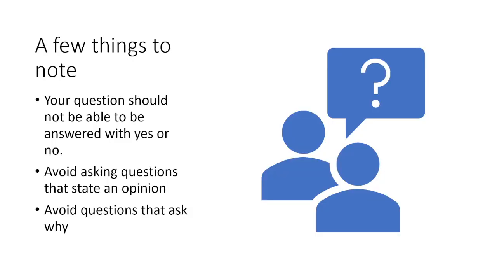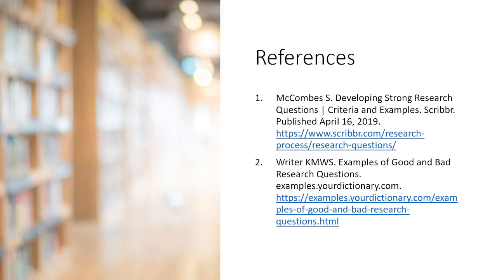A few other notes to developing a research question. If your question can be answered by yes or no, it's not really a research question. It's whether I want fries with that or not. Avoid asking questions that state an opinion. And this kind of goes hand in hand with avoiding questions that ask why. If I ask why are people obese? Then I have an opinion. And when I have an opinion, it's no longer research.